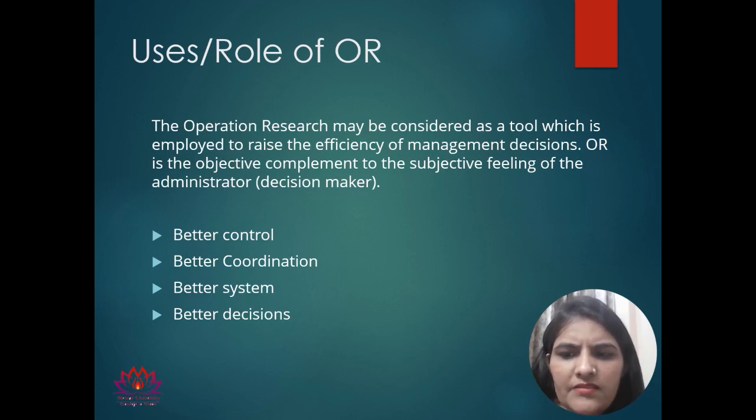The third one is better coordination in departments. Operations research analysis blends together the objectives of different departments. For example, operations research coordinates the aims of the marketing department with the schedules of the production department. How to schedule and coordinate the marketing department with the production department also comes under better coordination of the departments.